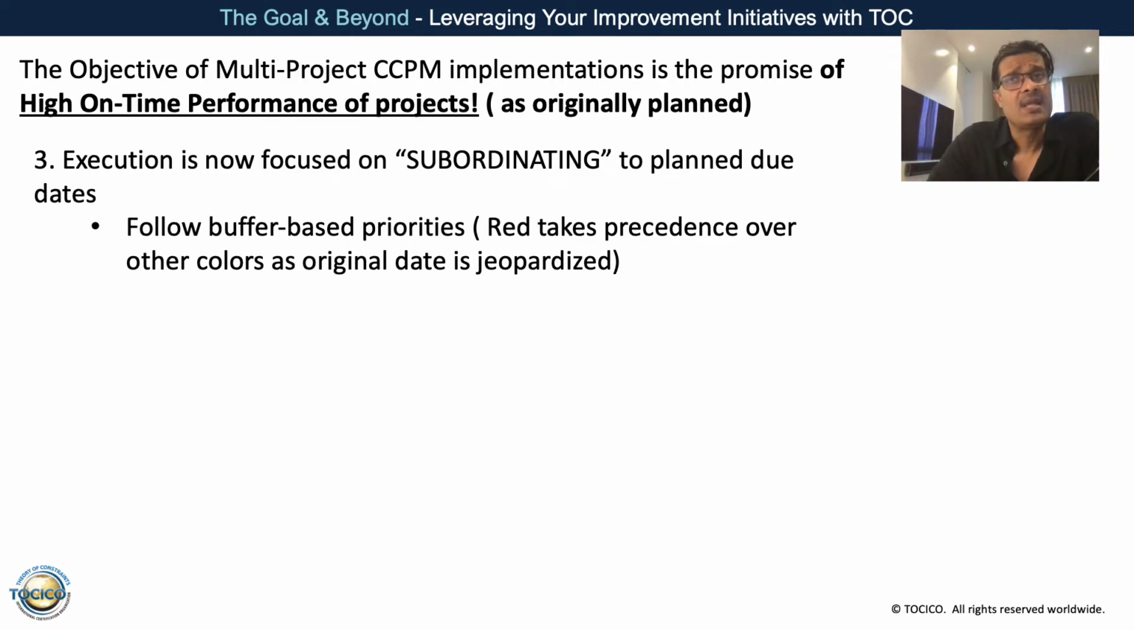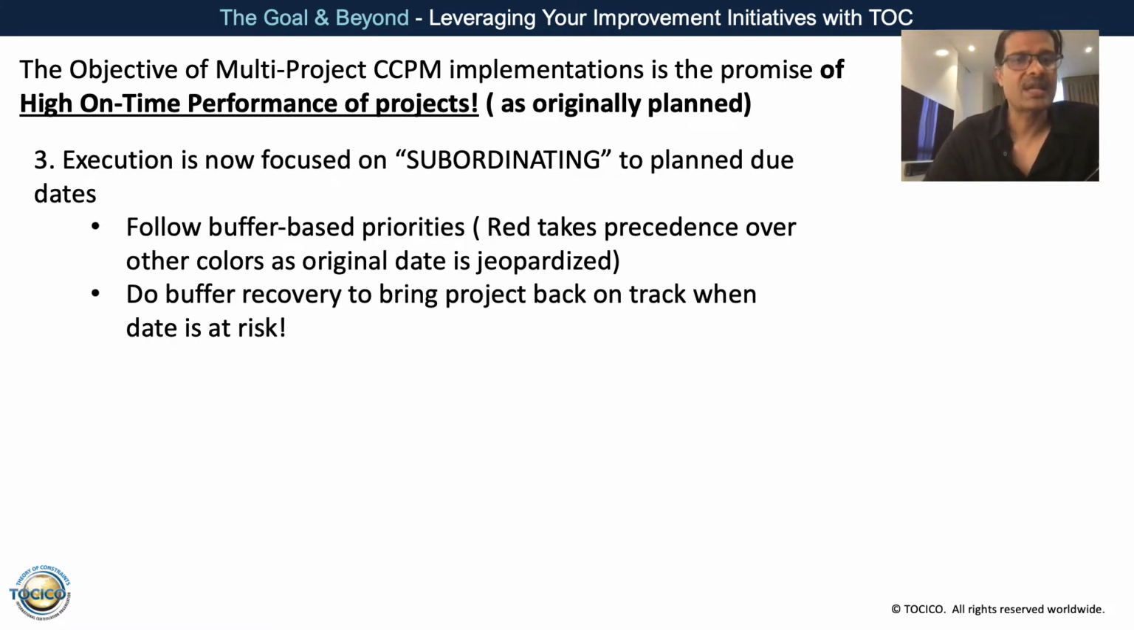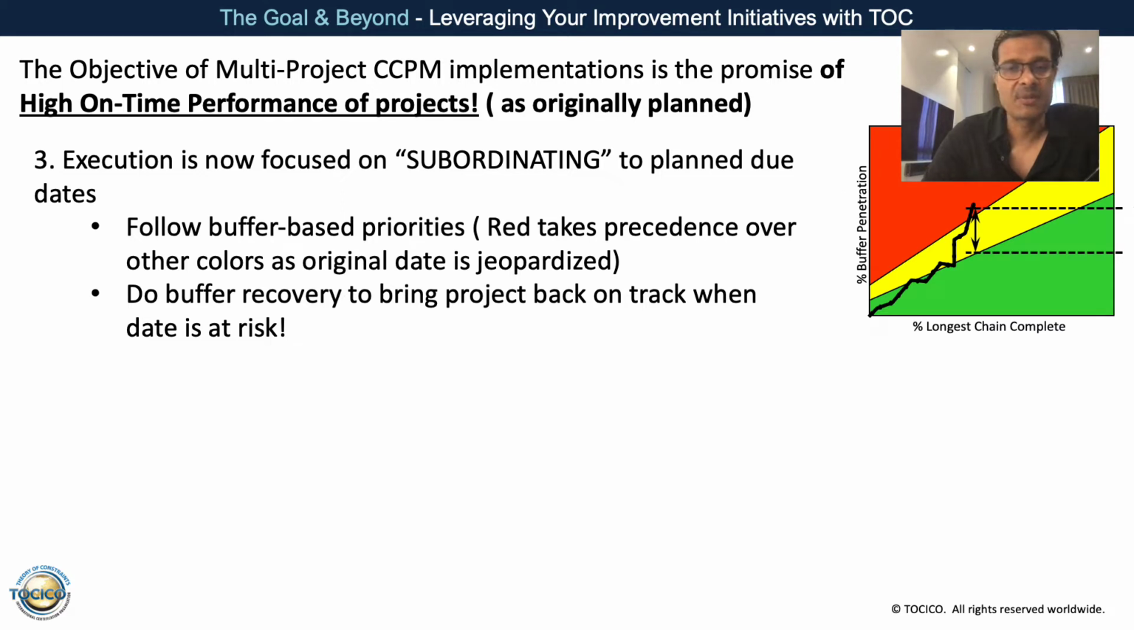The first is that the priorities have to be derived from the buffer colors. Which means that if the buffer is red, which is a very high chance of missing the date, that takes precedence over yellow and the green colors. And the second is, if the project gets into red, one needs to do a special action. Expediting action is also technically allowed, and you do what is known as a buffer recovery plan. So, people who have done this would have seen how buffer recovery is done. So this becomes a very, very important part of the review meeting.